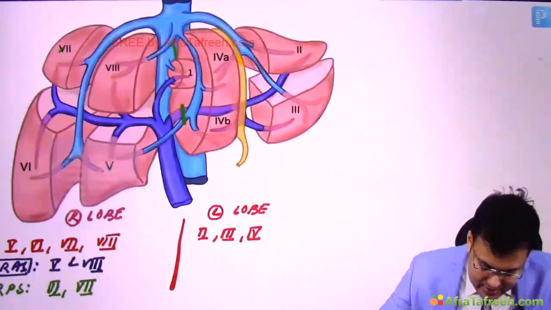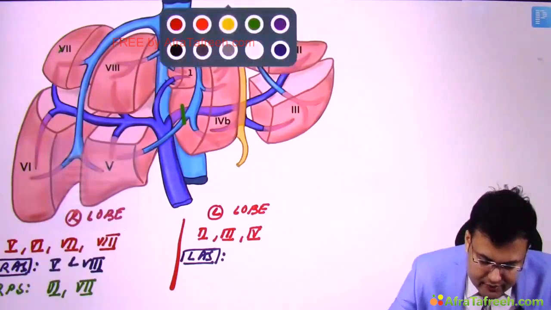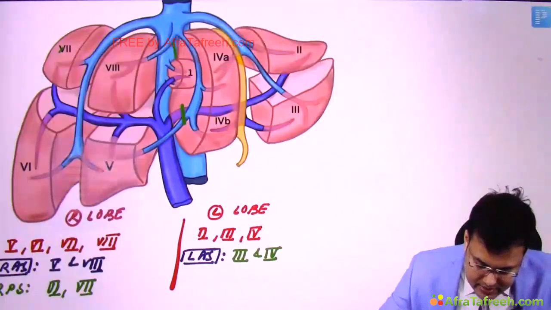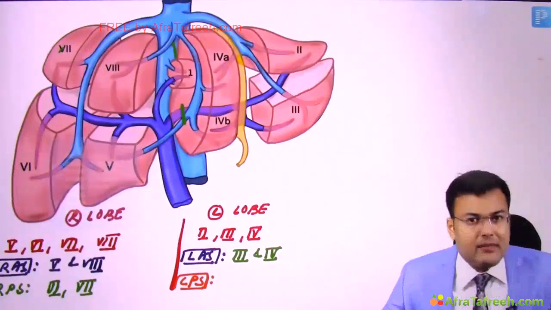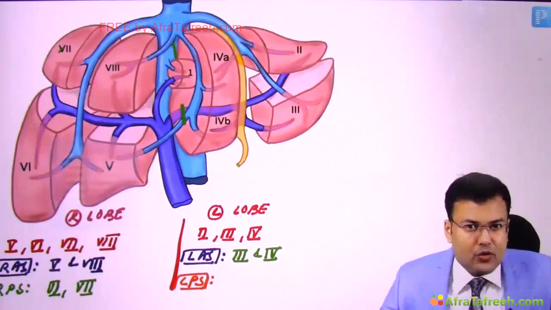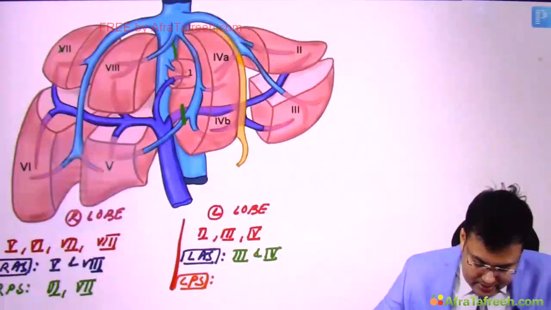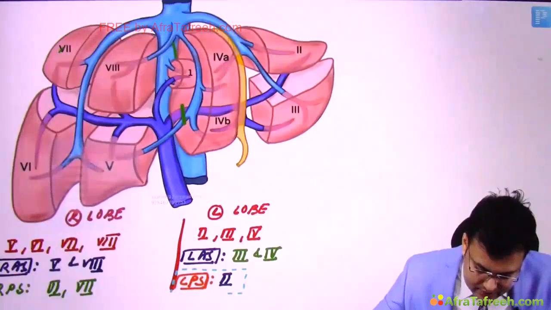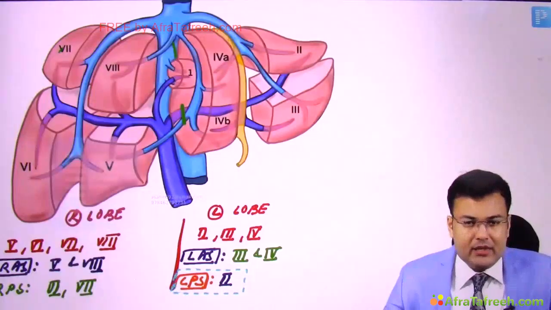And in left anterior sector, what are the segments included? We discussed, and that is 3 and 4. And what about the left posterior sector? This is frequently asked in exam, that left posterior sector is the only sector which contains single segment, and which segment it contains? Segment 2. This is frequently asked. Left posterior sector is the only sector which contains a single segment, that is segment 2, right?